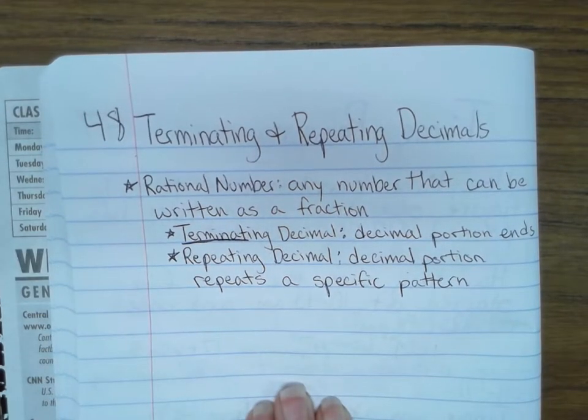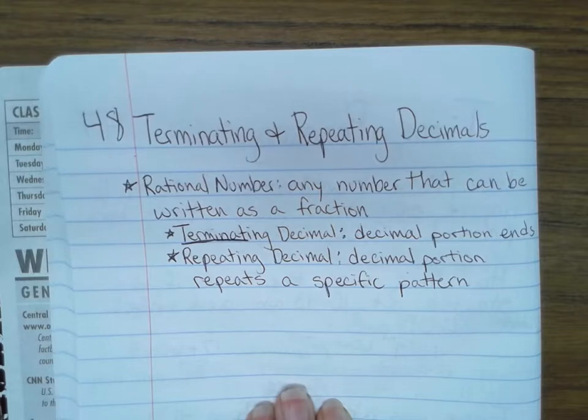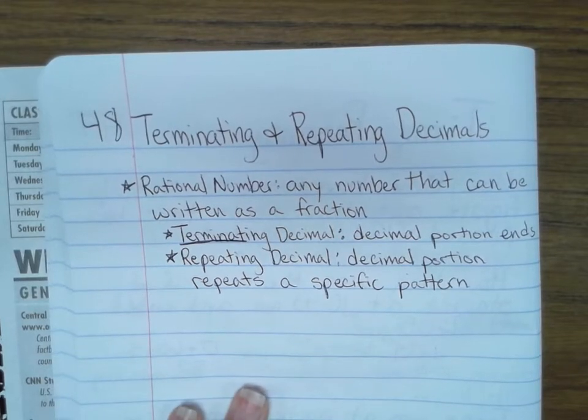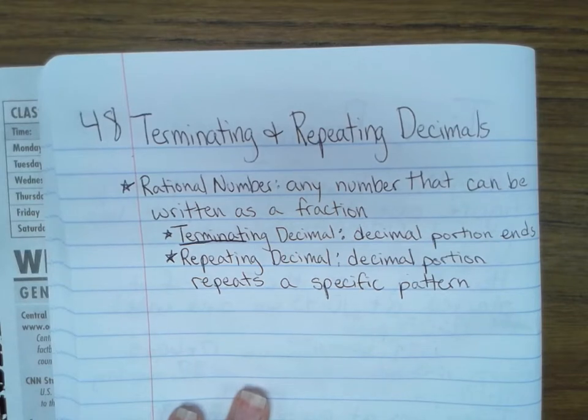So most of the numbers you're going to work with are going to be rational numbers. There are some what we call irrational, and they're decimal numbers that go on and on and on, but do not have a pattern to them. One of those numbers would be like pi, 3.14, and it keeps on going and going, but there's no pattern to it.